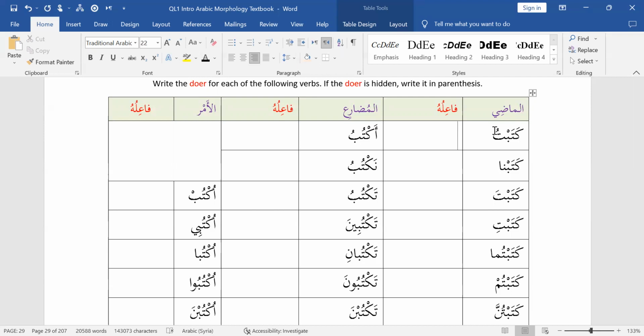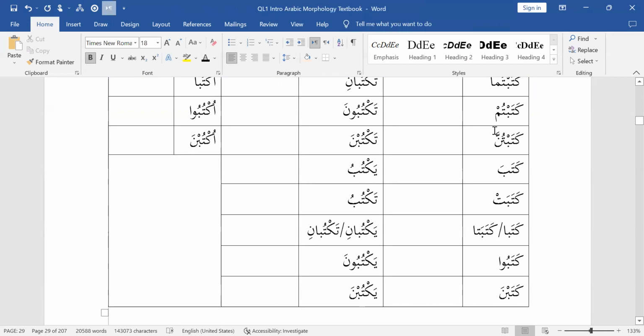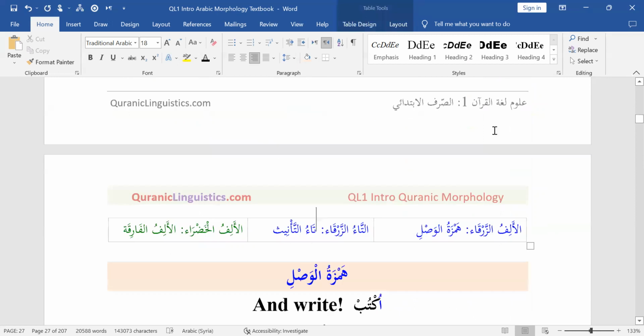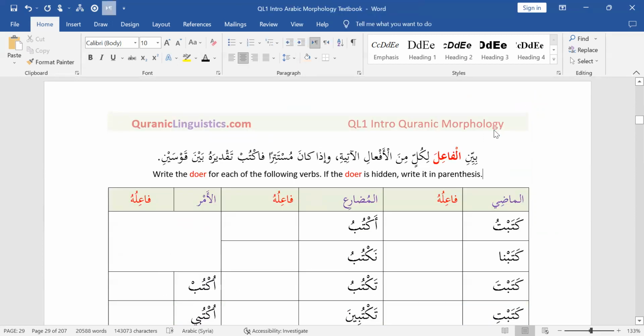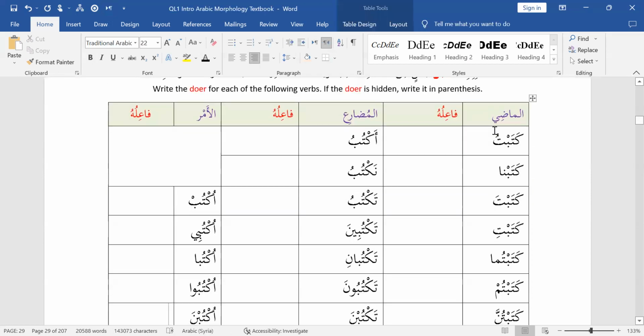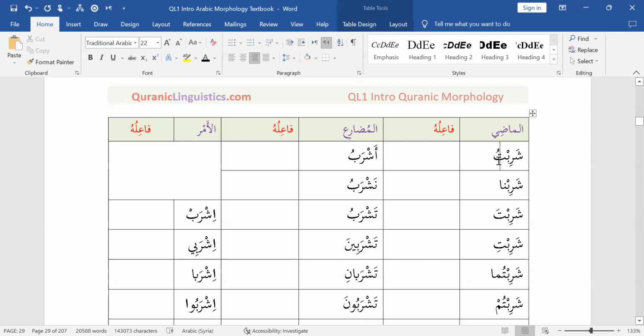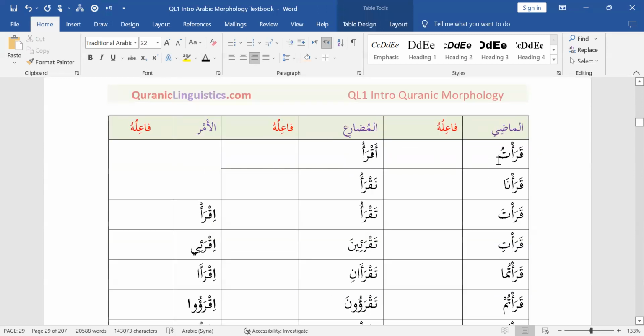In one page, you'll be able to identify the fa'ils, the doers, for all conjugations of al-madi, al-mudari and al-amr. You complete this and you check your answer using this table here, where you can see the fa'il in red. If the fa'il is hidden, if the doer is hidden, always write it in parentheses in this textbook. You must write it in parentheses, otherwise you may lose points on the test. And then more practice here for shariba, and then more practice here for qara, qara'tu, qara'na, and so on and so forth.